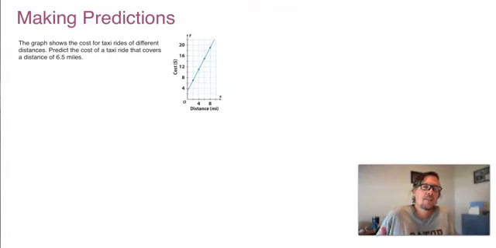So we've spent a lot of time writing linear equations, and what we're going to do here is write a linear equation, and then actually use that linear equation to make a prediction, which is one of the things that linear equations are really useful for. So this problem says the graph shows the cost for taxi rides of different distances. Predict the cost of a taxi ride that covers a distance of 6.5 miles.